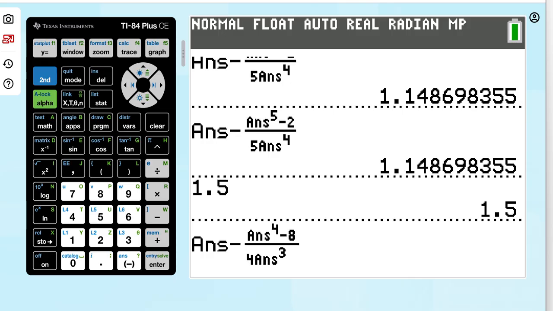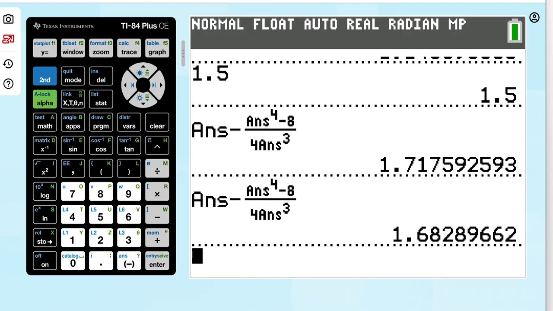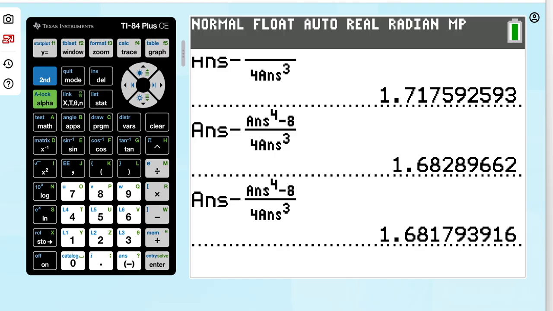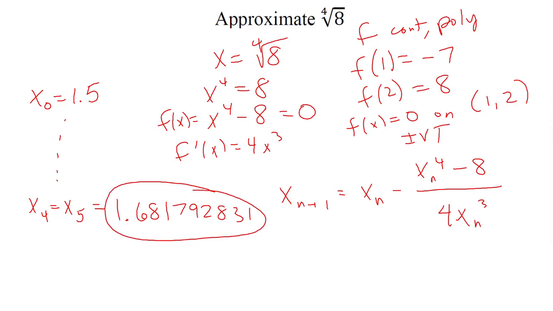And there's x sub 1, x sub 2, x sub 3, x sub 4, and it looks like x sub 5 is the same as x sub 4, so that'll be our answer. We got x sub 4, which is the same as x sub 5, was 1.681792831.